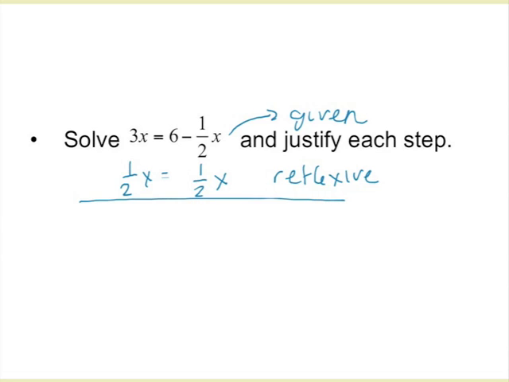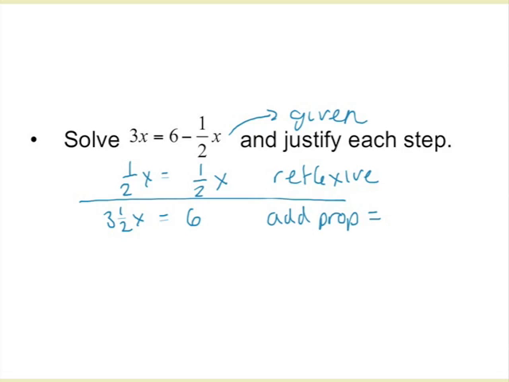Then we're going to take that 1/2 x and we're going to add it to both sides. So I'm going to have 3½ x equals 6. And our reason for being able to do that is that additive property of equality, that we're allowed to add the same thing or equal things to two sides of an equation.